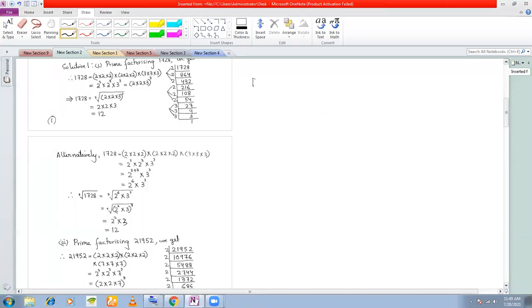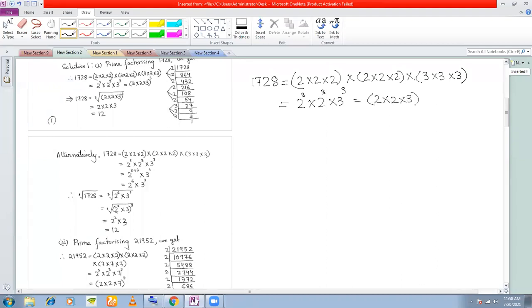Okay, 1728 here was prime factorized as this. This is what we had factorized 1728 as. Now see, I had found out the cube root of this by expressing this as 2 cube into 3 cube. And then I finally wrote this as 2 into 2 into 3 whole cube.